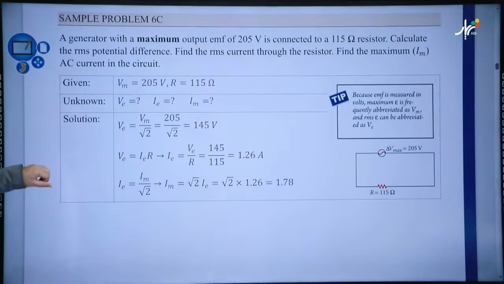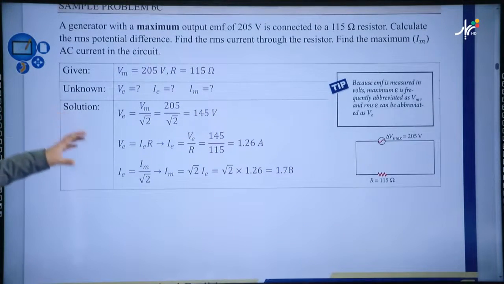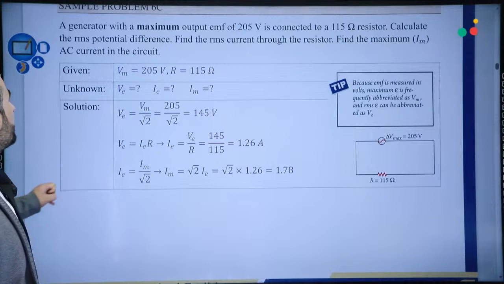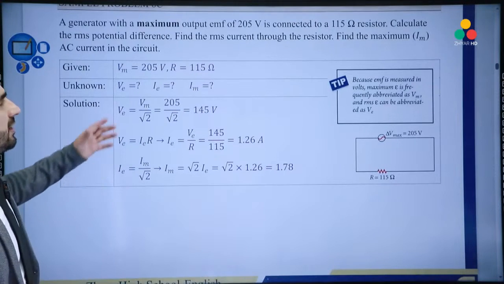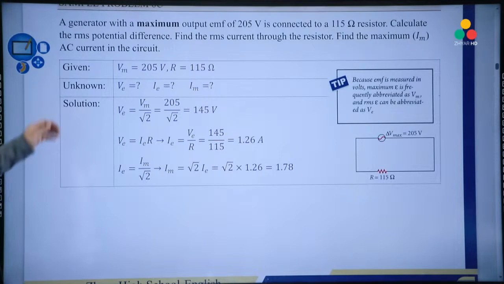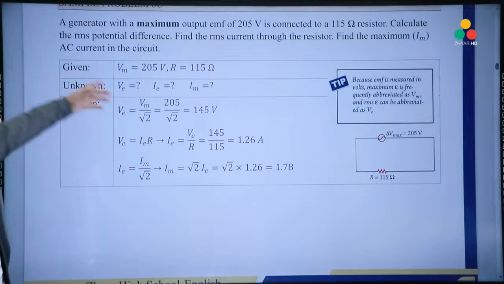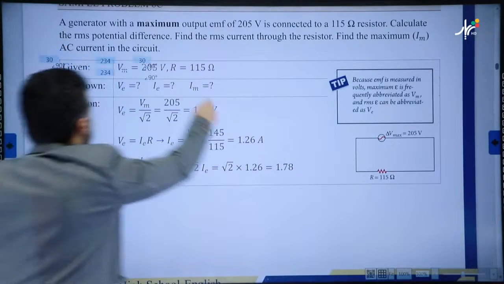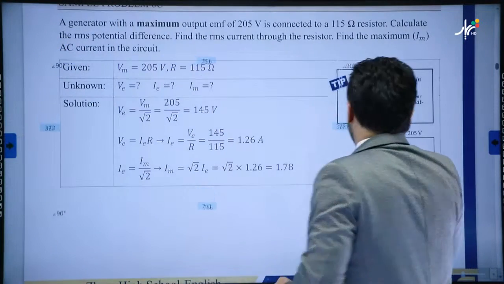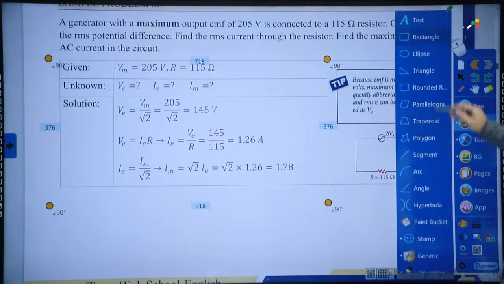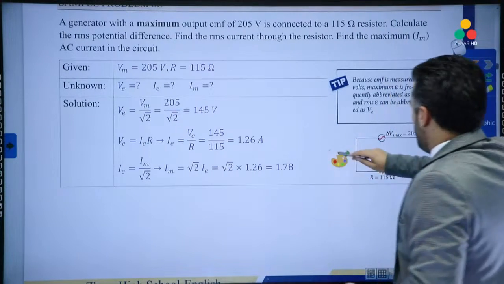Okay, so we have a sample problem here. It says a generator with a maximum output of 205 volts is connected to a 115 ohm resistor. Calculate the root mean square potential difference, find the root mean square current through the resistor, and find the maximum AC current, Imax, in the circuit as well. So let's solve this question together. So we have a circuit, and of course we have different values, you can see.